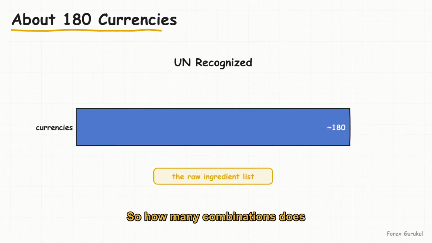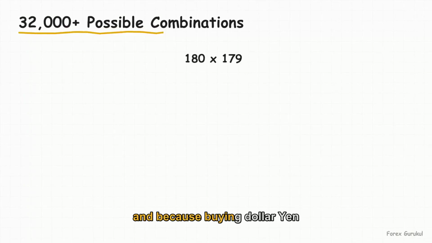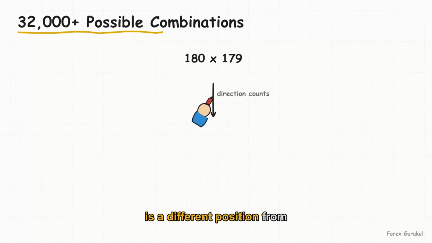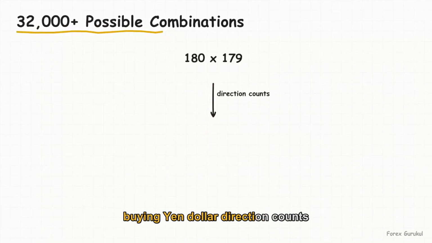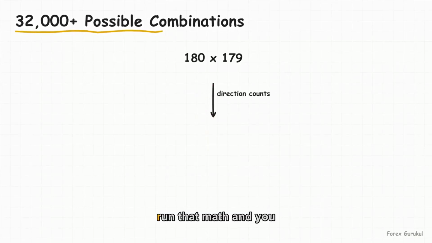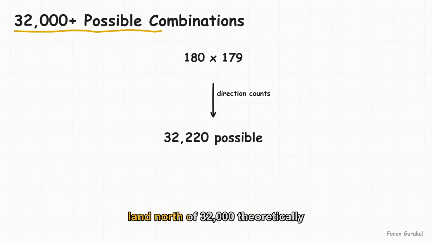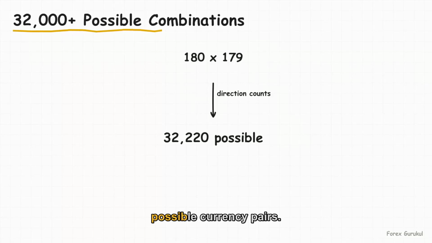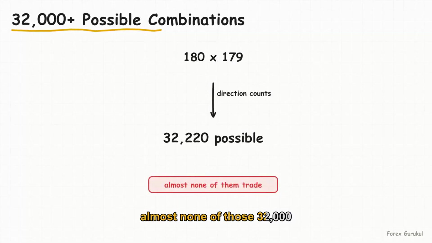So how many combinations does that actually produce? Take those 180 currencies and pair every single one against every other one. And because buying dollar yen is a different position from buying yen dollar, direction counts separately. Run that math and you land north of 32,000 theoretically possible currency pairs. Sounds massive. Here's the gut punch. Almost none of those 32,000 ever actually trade anywhere.